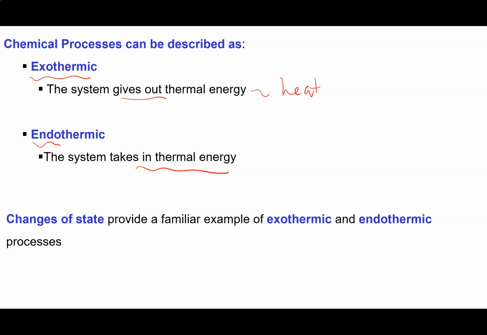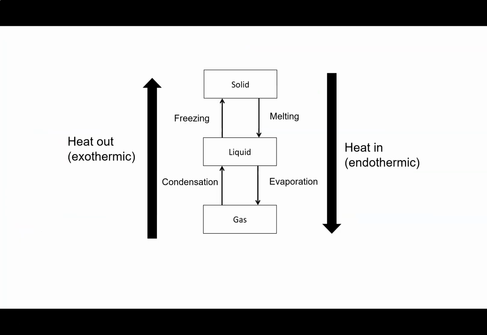So a good way of getting used to these labels, exothermic and endothermic, is by considering the familiar changes of state. So if I want to go from a solid to a liquid, we call that melting. And it's not surprising that I have to put heat in to make that happen. And that is an endothermic process. So remember that entrance means to go in, doesn't it? Make an entrance means to go in, right? So endothermic means heat going in.